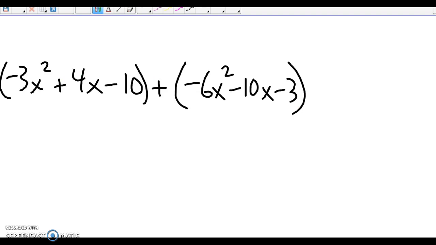All right, give this one a try. I'll be right back with the answer. Okay, so again, since I'm adding, I basically just need to look at the coefficients and add those and tag along what kind of term it is for this answer.